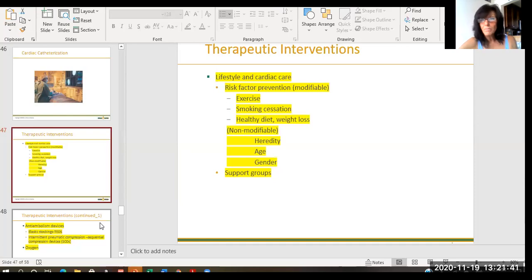Your age, you can't change that, right? And the older we get, of course, the more prone we are to things going wrong. Your gender. Now you can kind of change it, sort of, but you can't change the fact that your DNA is always either male or female, right? So in other words, the gender that you have is written in your DNA, and that's the gender that you have. All right.